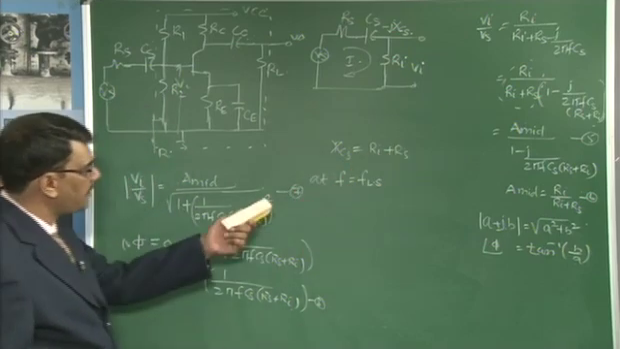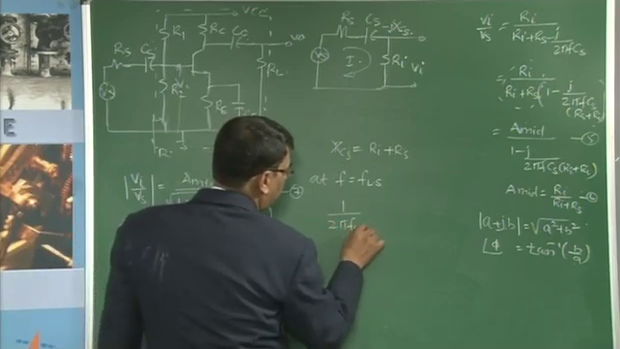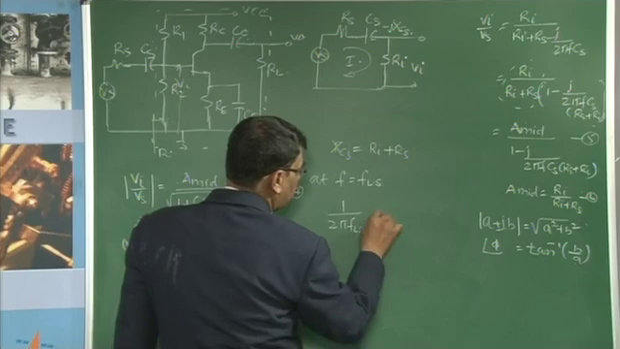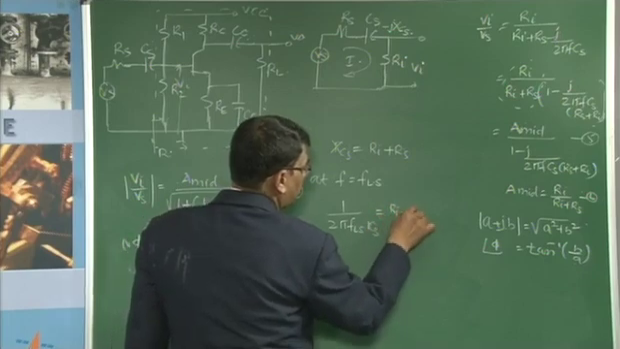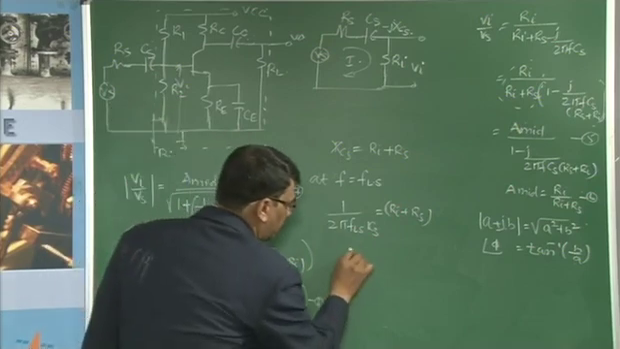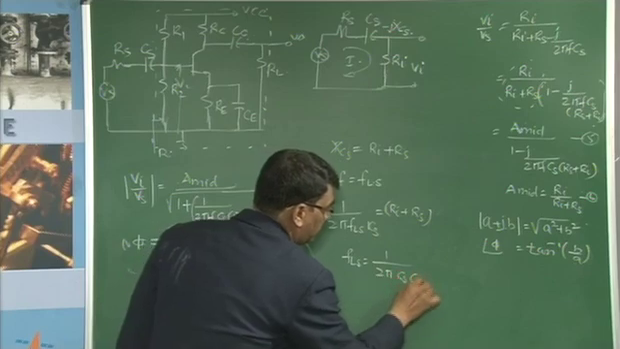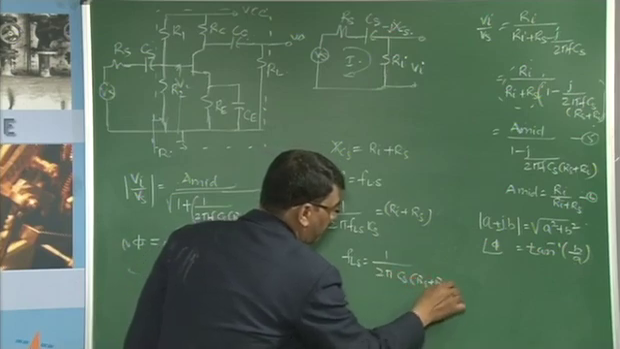Then from equation 2, Xs is nothing but 1 divided by 2 pi FLS into Cs, which is equal to Ri plus Rs. Hence FLS becomes 1 divided by 2 pi Cs into (Rs plus Ri).